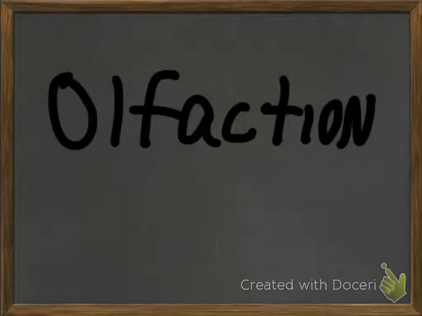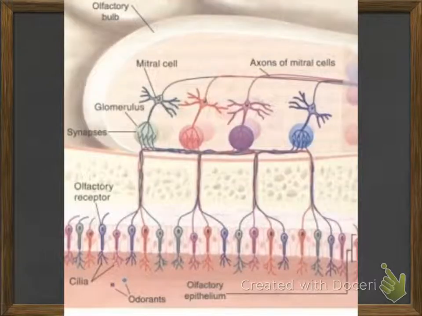Olfaction. Olfaction is stimulated by chemicals in the air that travel up the nose and in through the sinus cavities to the olfactory receptor cells in the cilia. The receptor cells' axons enter the olfactory bulb, where they synapse on the mitral cells, or cranial nerve 1, and then the mitral cells synapse on the olfactory cortex.